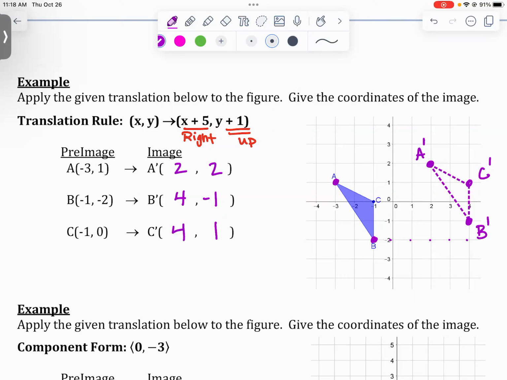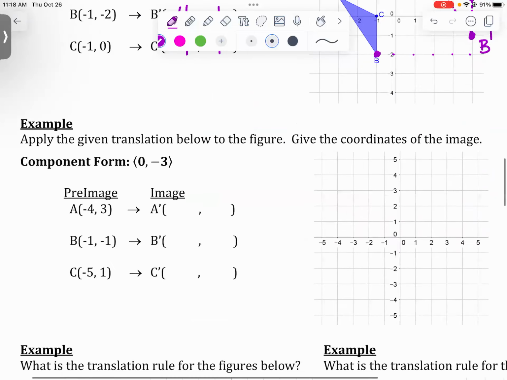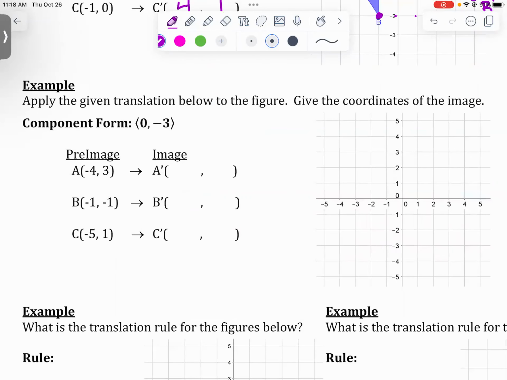Another way. Okay, so you have 2 options. You can use this rule, get these and plot them, but you're going to have to plot them anyway. So I think it's easier to plot them and then read the graph, in my opinion. Okay. All right. Now look at the second example.